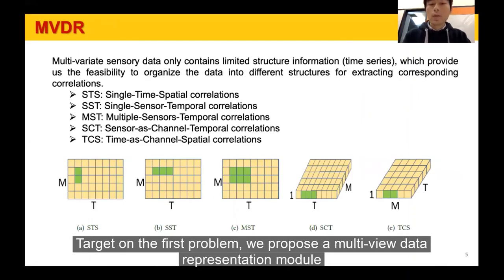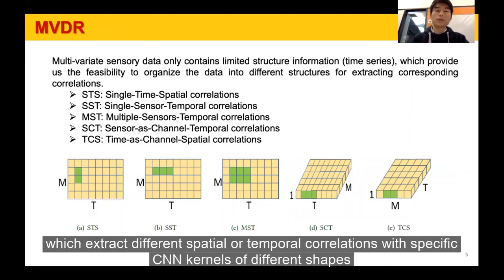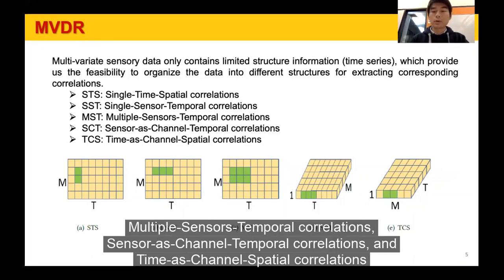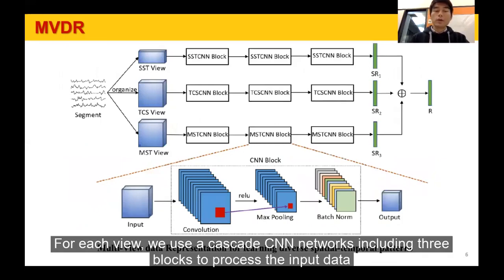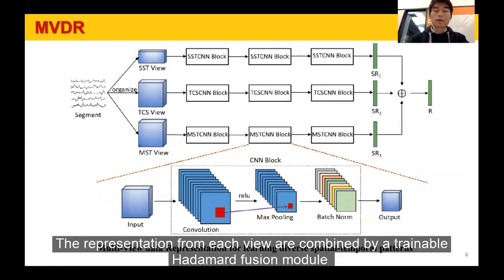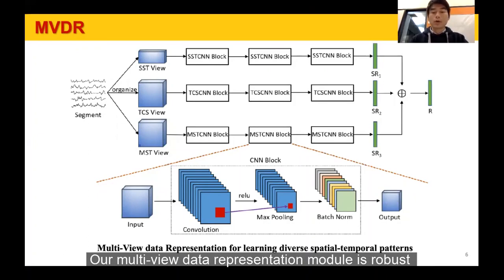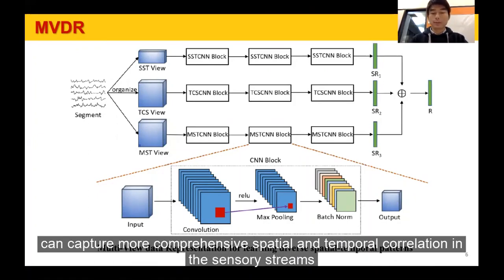Taking the first problem, we propose the multi-view data representation model, which extracts different spatial or temporal correlations with specific CNN kernels of different shapes, including the single-time spatial correlations, single sensor temporal correlations, the multiple sensors temporal correlations, sensor at channel temporal correlations, and time at channel spatial correlations. For each view, we use a cascade CNN network, including 3 blocks to process the input data. The representations for each view are combined by a trainable Hadamard fusion module to get the final representation of the input sensory segment. Our multi-view data representation module is robust and can capture more comprehensive spatial and temporal correlations in the sensory signals.